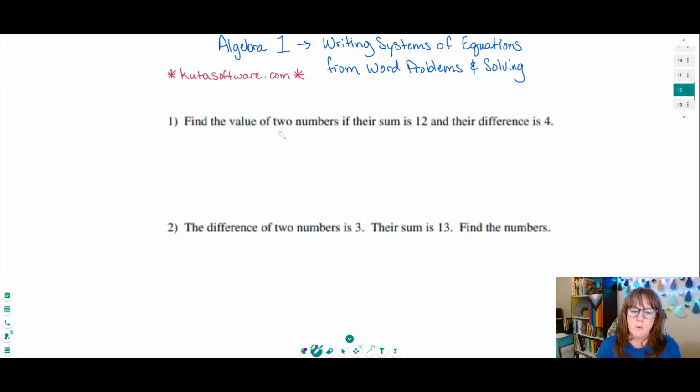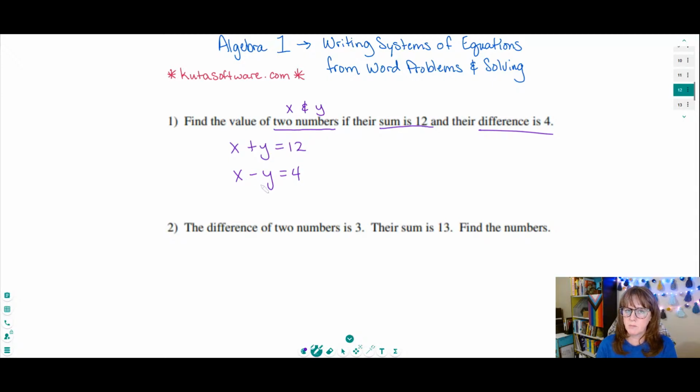So we've got the value of two numbers. I'm going to call those two numbers x and y. I'm just going to use those two variables to represent my two numbers that I do not know. What are they telling us about these two numbers? What is true about these two numbers? One thing that's true is that their sum is 12. So that means if I add x and y, it's going to equal 12. x plus y equals 12. Okay, easy enough, right? And then the other thing that they tell us is true is that the difference is 4. So that means that x minus y equals 4.